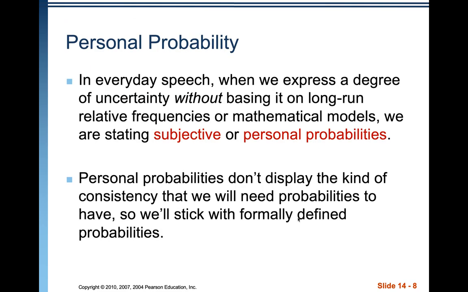Now, another type of probability that we're not really going to look at much is personal probability, and it's just a subjective probability. Oh, there's a 70% chance I'm going to take a nap this Sunday afternoon. Well, that doesn't display any kind of consistency, and it's not really based on anything other than what I'm feeling at the moment. So we're not really going to study that, but you need to know that that is a type of probability also.